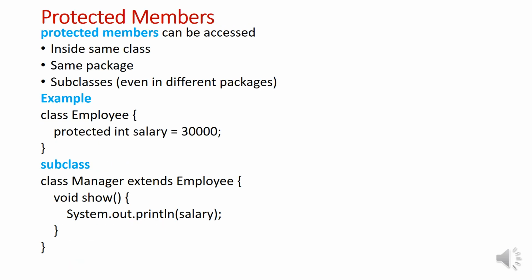Protected members. Protected members can be accessed in the same class. It is one of the access specifiers, accessible in the same package and subclasses. Example: Employee has the data salary, which has the access specifier protected.